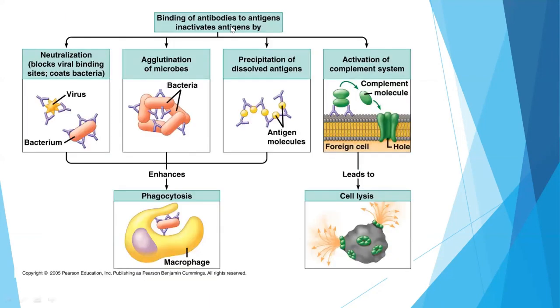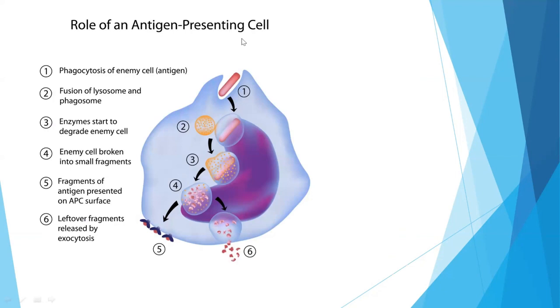So the binding of antibodies to antigens inactivates antigens by neutralizing, that is blocking the viral binding sites or coating the bacteria, agglutination of microbes, precipitation of dissolved antigens, or activation of the complement system. Now, the first three can lead to phagocytosis, and the activation of the complement system can lead to cell lysis. So the role of an antigen-presenting cell is the phagocytosis of the enemy cell, that is antigen, and fusion of lysosome and phagosome. Enzymes start to degrade the enemy cell into small fragments, and the fragments of antigen are presented on the APC surface. The leftover fragments are released by exocytosis. So that's the process here.